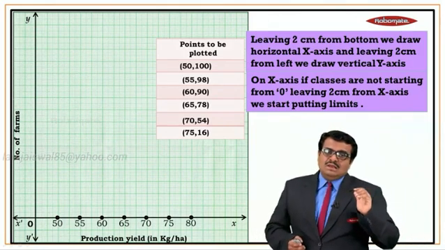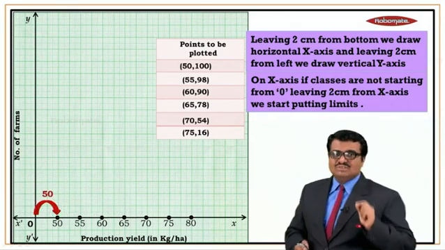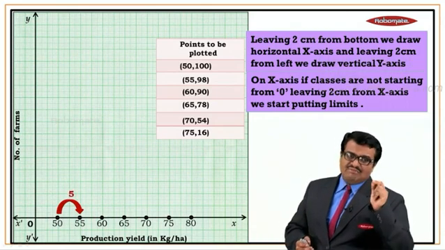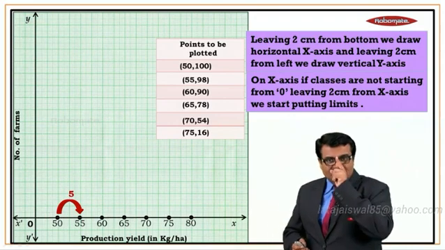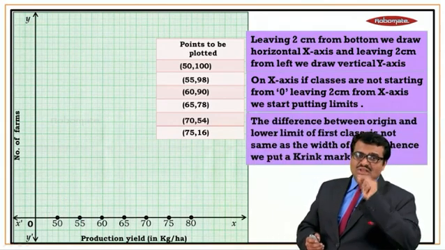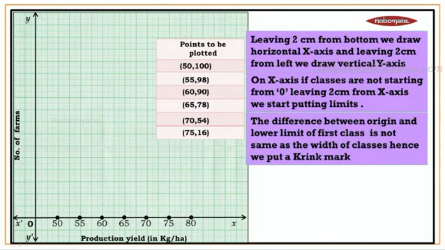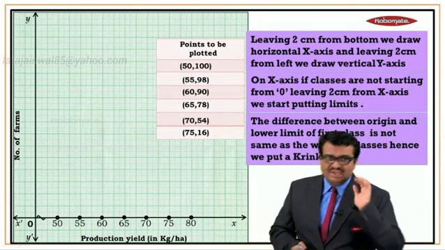Okay. Now the first difference, 50 and 0, if you subtract, it is 50. The second difference, 50 and 55, the difference between 55 and 50 is 5. The first difference was 50, the second difference was 5. The difference between the origin and the lower limit of the first class is not the same as the width of the classes, hence we put the kink mark. So the kink mark is put. So the x-axis is completely ready.